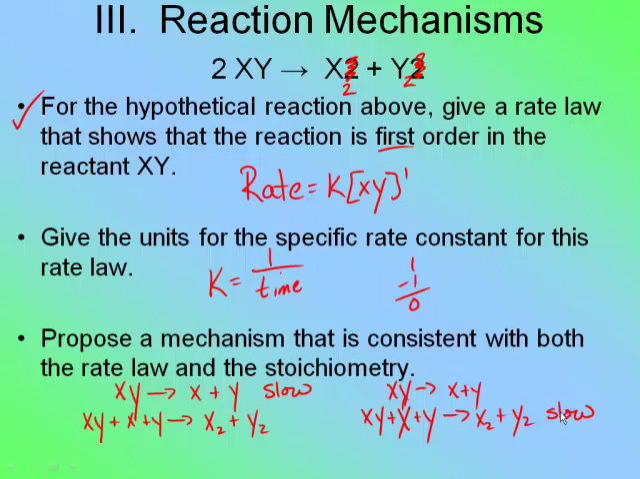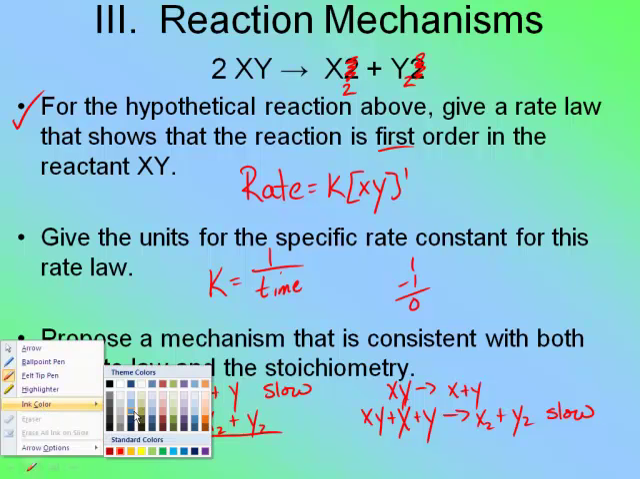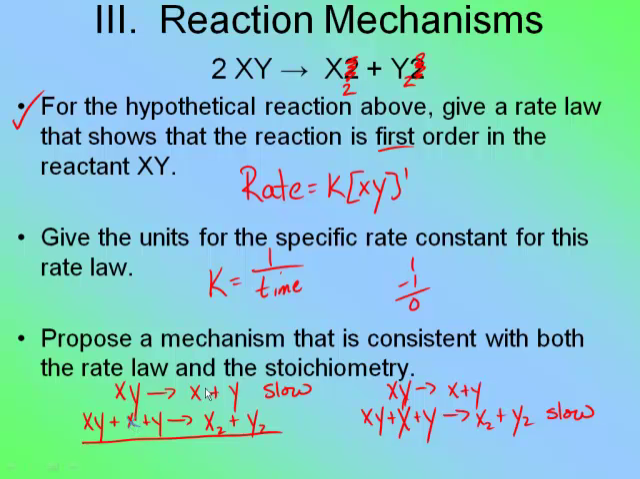Remember, two rules. Rule number one is it must add up to equal the overall. Well, when I cross out my intermediates, I get 2XY yields X2 plus Y2. Same principle over here. Cross out my intermediates, which are these simple XY's. So that rule applies to both of them. So that works. But the rate law for the slow step must equal the overall rate law.